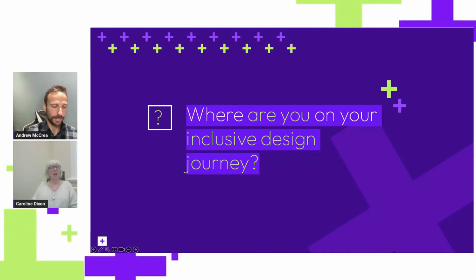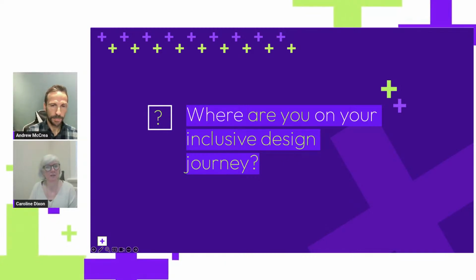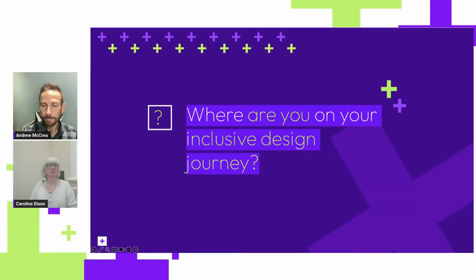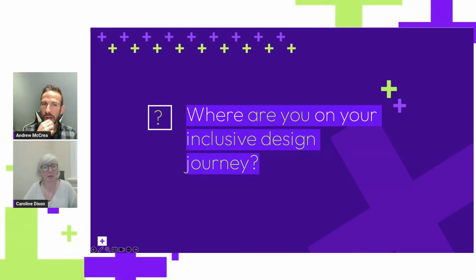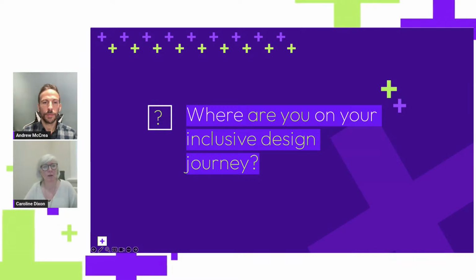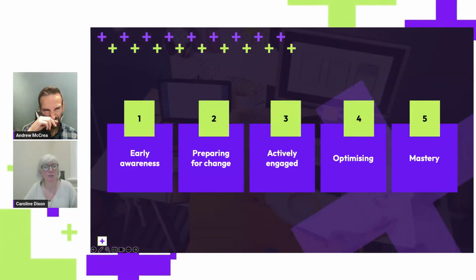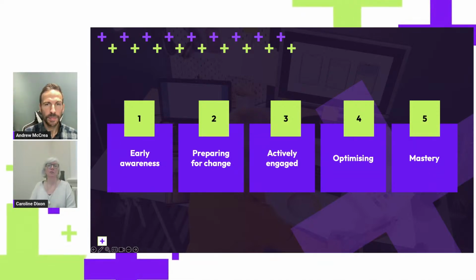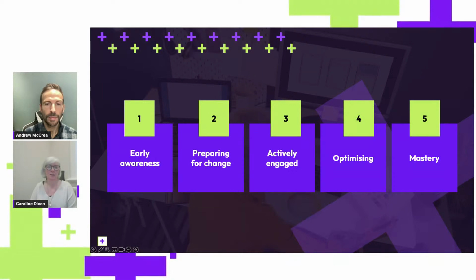Thanks, Andrew. This is something just to do in your own head, in your own time, just to think about where you are on your inclusive design journey. We gauge this from a number of points: number one being early awareness, through to 2, preparing for change, 3, actively engaged, 4, optimizing, and 5, you've really hit the mark and you're a master at that point. So think, whereabouts do you feel that you and your organization sit along that spectrum?